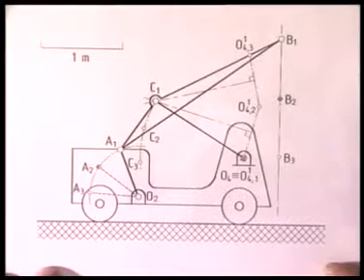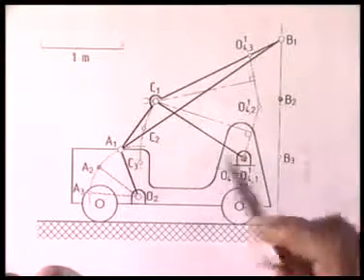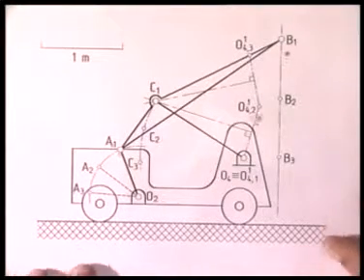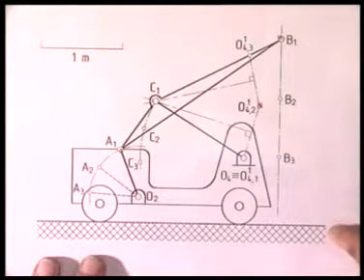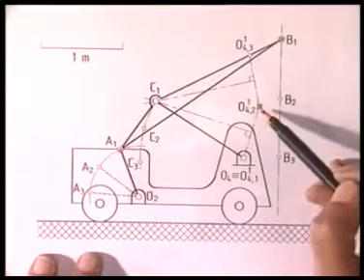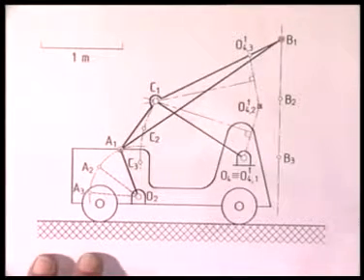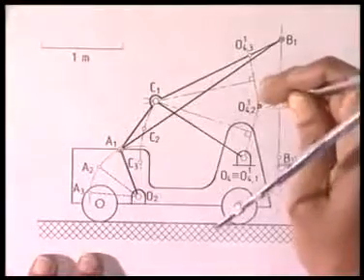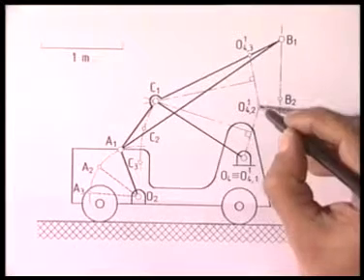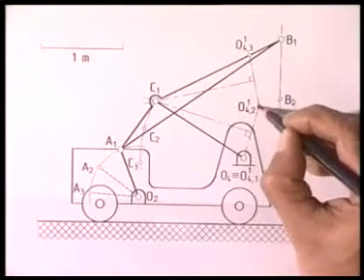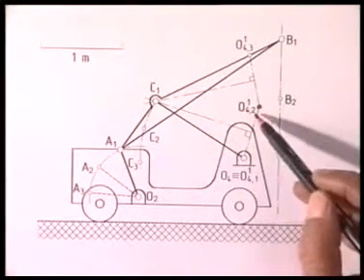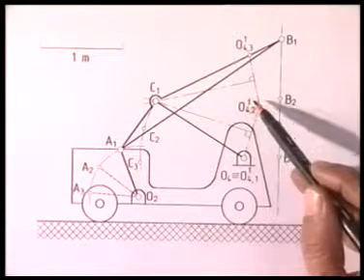Kinematic inversion means this relative position should not change, though I am not allowing AB to move from A1, B1. So I move this tracing paper, A2 coinciding with A1, B2 coinciding with B1, and wherever O4 goes, that point I mark by piercing on this tracing paper and mark this point as O4 2, 1, because it is the second position of O4 inverted onto the first position.